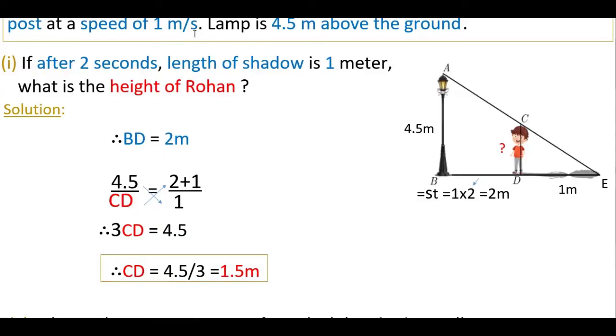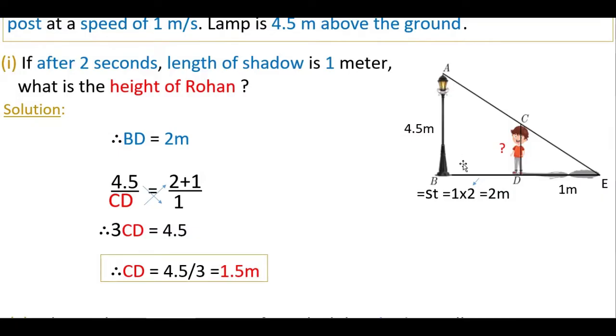Because the speed is 1 meter per second, in 1 second he can walk 1 meter, so in 2 seconds he can walk 2 meters. You can calculate directly like this, or you can apply the distance formula: distance is equal to speed into time. Speed is 1 meter per second, so 1 into 2, that is 2 seconds, equals 2 meters. So BD is 2 meters.